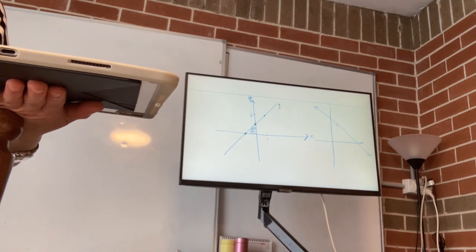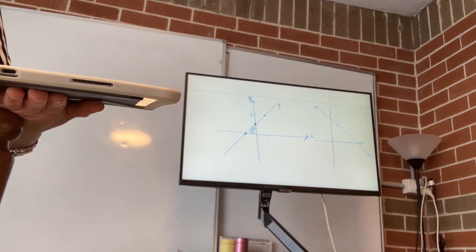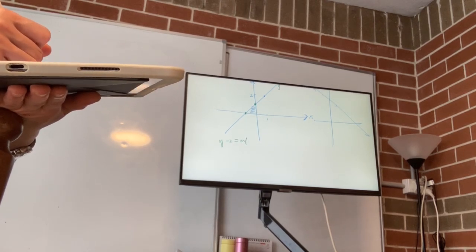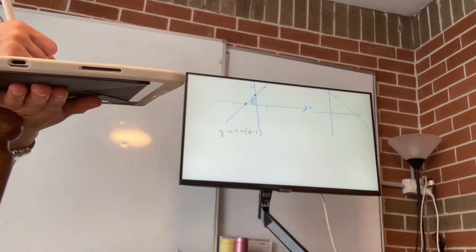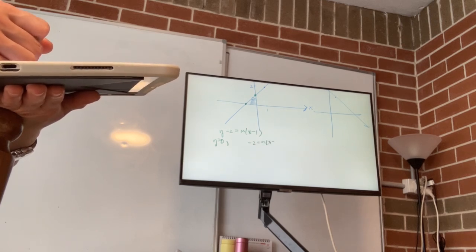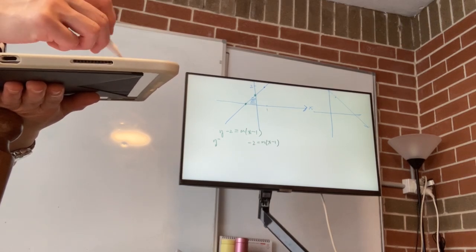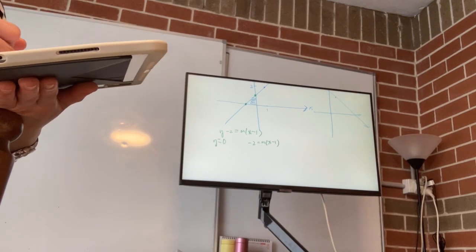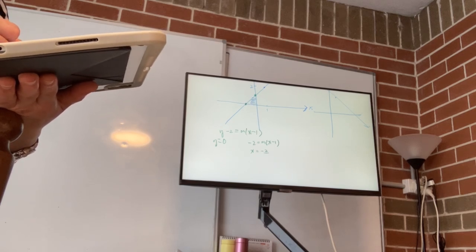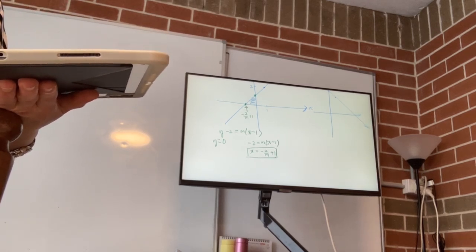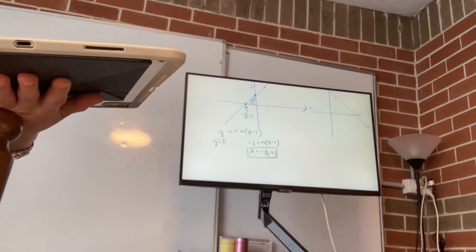To find the x-intercept, you put y equal to 0 into the equations. You have your equation y minus 2 equal to m times x minus 1. So let's put y equal to 0 to find the x-intercept. Therefore x equals minus 2 on m, plus 1. So this point here is minus 2 on m plus 1.